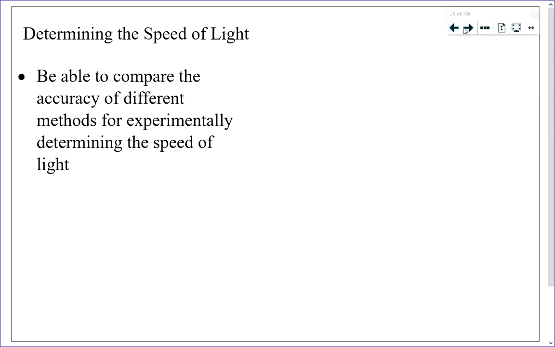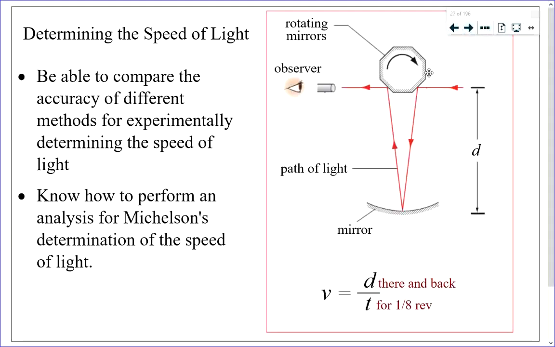One type of experiment is Michelson's rotating mirror experiment. Make sure you go back in your notes and try a couple of these problems. Very often they are on the diploma exam. Just a note here, when you do an analysis with Michelson's rotating mirror experiment, you're going to say speed equals distance over time. The distance is the distance between the rotating mirror in the experiment and the fixed mirror, and the time is the time for 1/8 of a revolution.